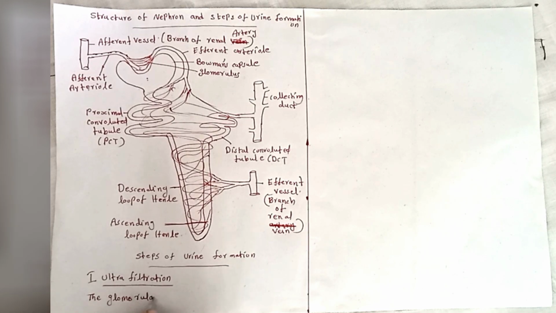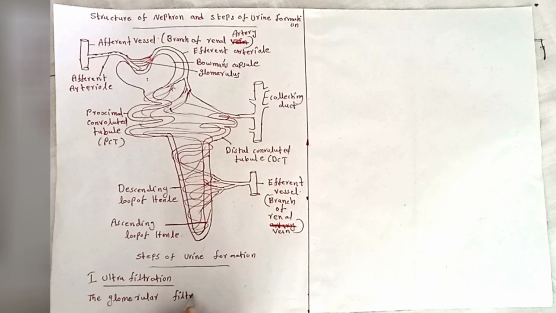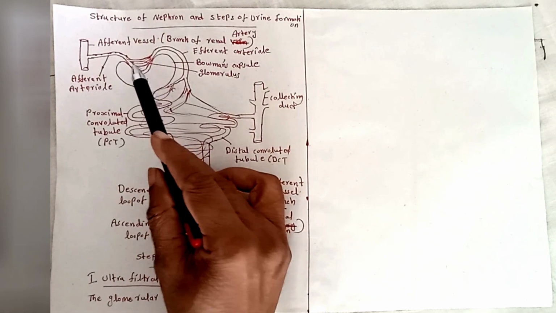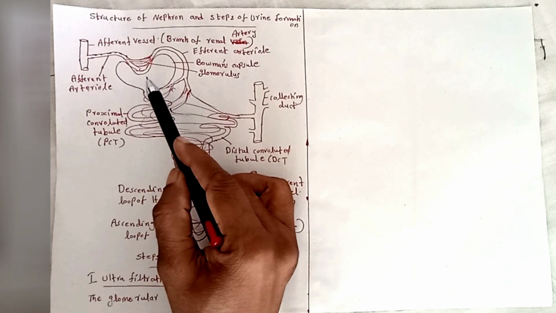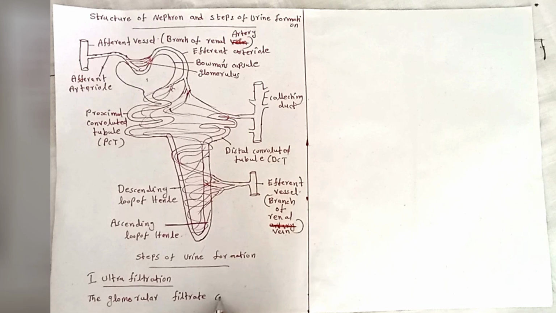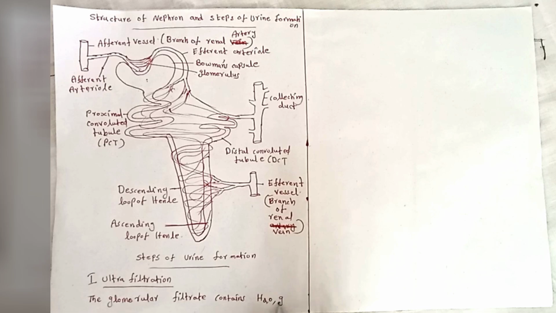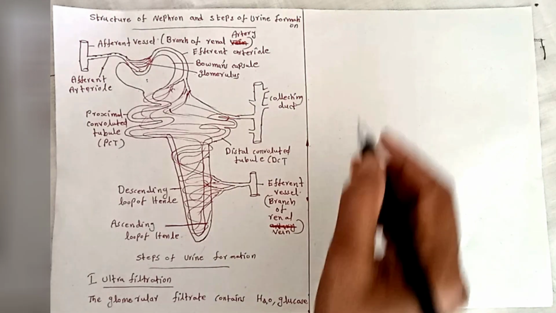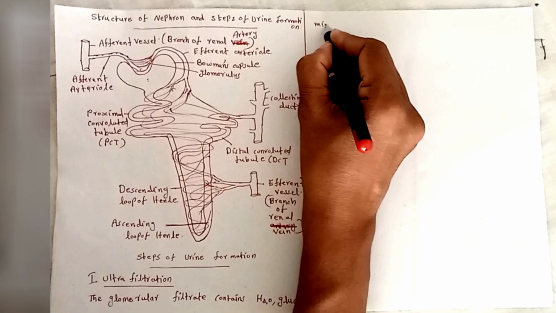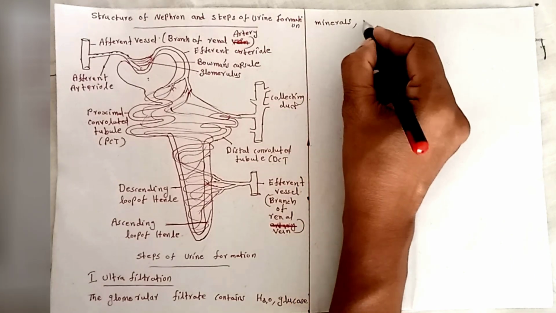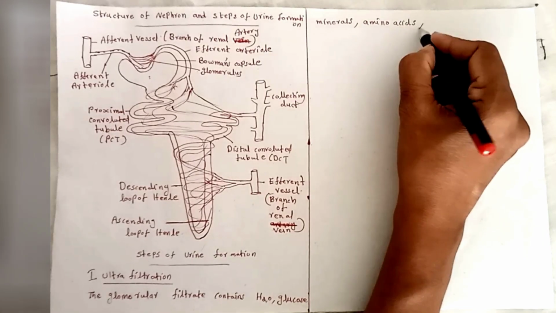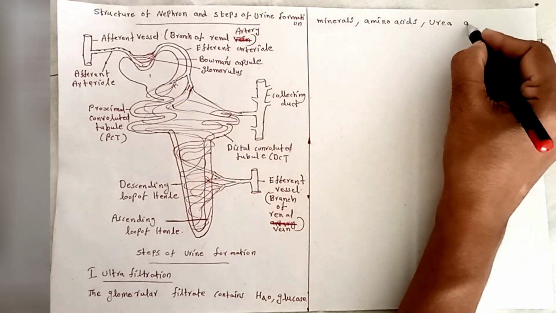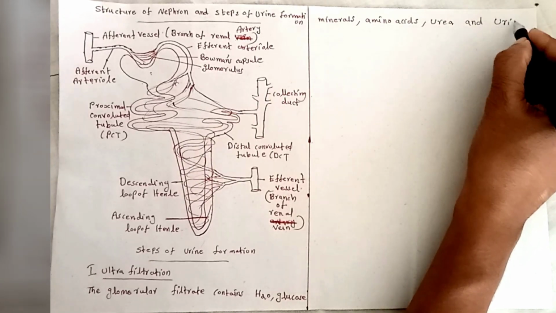The glomerular filtrate that is oozing from glomerulus to the inner part of Bowman's capsule. This glomerular filtrate contains water, glucose, minerals, amino acids, urea and uric acid.